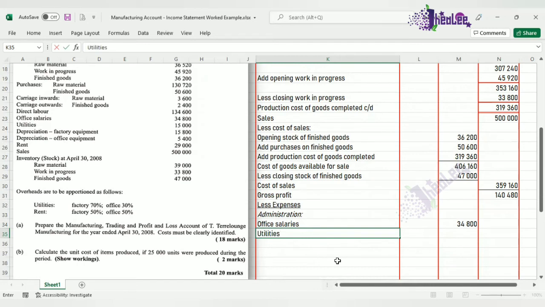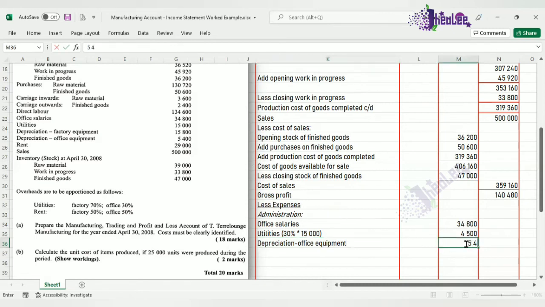And remember, the utilities must be apportioned to the office, 30%. So that's 30% of the utilities cost of 15,000. When we do our calculation, that value is 4,500. Our next cost that we're going to pick up is the depreciation of the office equipment. And that value is 5,400.